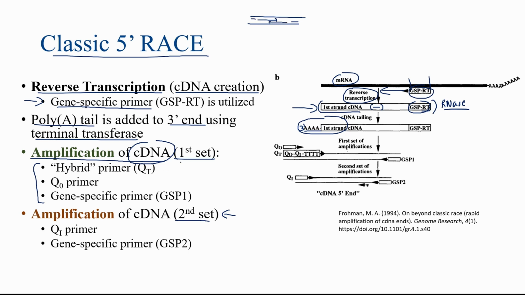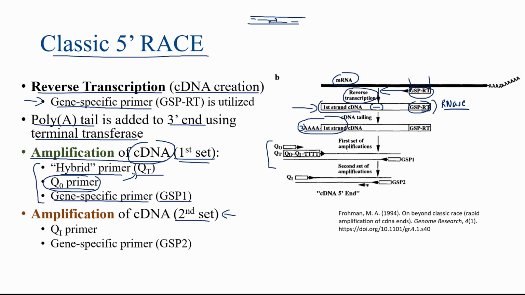So in the first set, we will use a hybrid primer, QT, which is the same concept as we saw in the 3' race. We will also use a QO primer, which represents a sequence that is identical to the QO part in the hybrid primer. And we will also use a gene-specific primer, which we'll call GSP1. So here is where it might be useful to just use some reasoning to understand what's going on here.